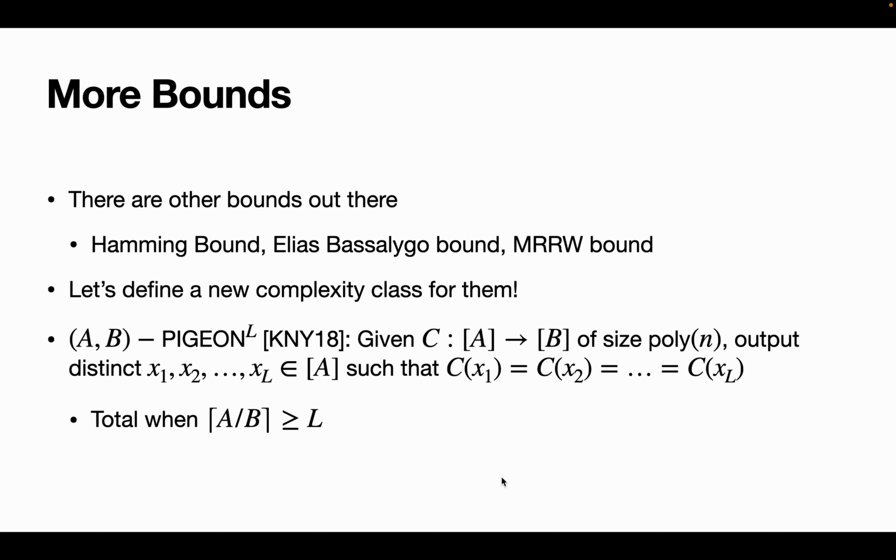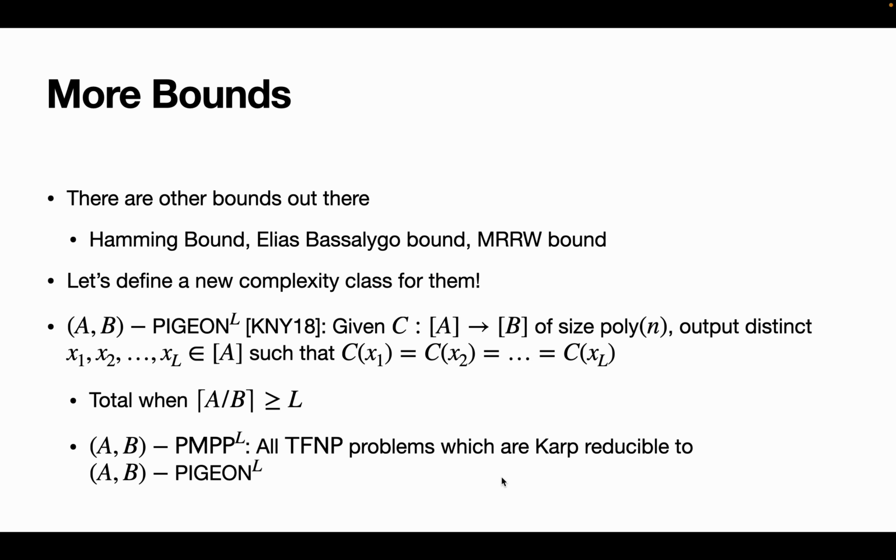And for this problem, we can also define a complexity class. AB PMPPL is the set of all TFNP problems which are Karp reducible to AB pigeon L. AB pigeon L is therefore a complete problem for this complexity class that we're defining. We'll sometimes leave off the A and B when the parameters get rather complex and just think about PMPPL.